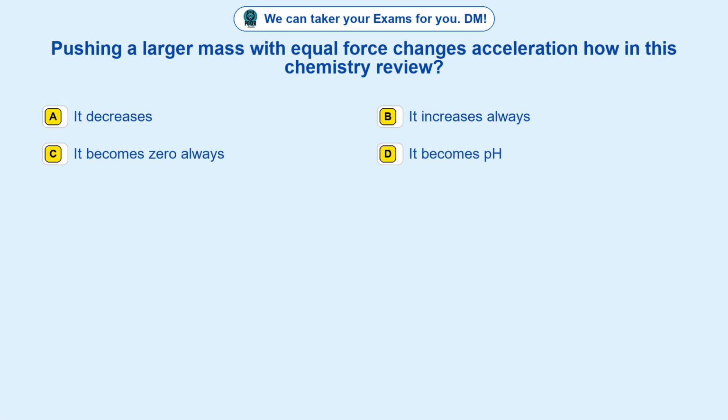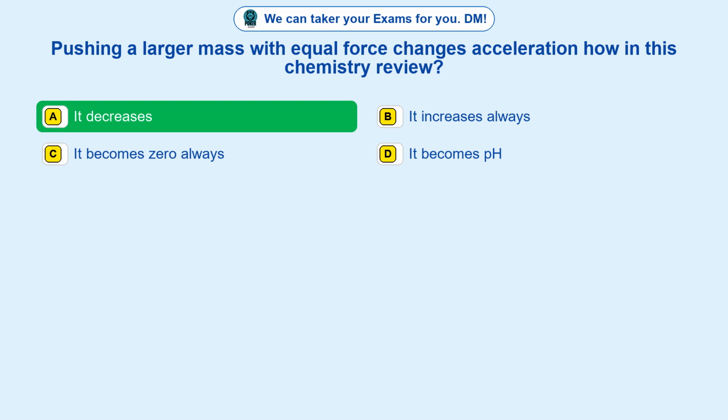Question 58. Pushing a larger mass with equal force changes acceleration how in this chemistry review? Option A, it decreases. Option B, it increases always. Option C, it becomes zero always. Option D, it becomes pH. The correct answer is option A, it decreases.